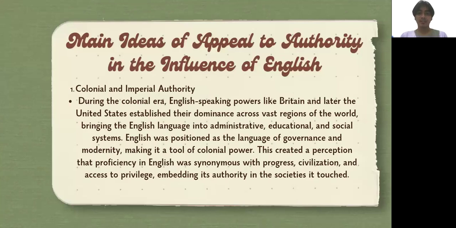Then, the main ideas of appeal to authority in the influence of English. The first is colonial and imperial authority. During the colonial era, English-speaking powers like Britain and later the United States established their dominance across vast regions of the world, bringing the English language into administrative, educational, and social systems. English was positioned as the language of governance and modernity, making it a tool of colonial power. This created a perception that proficiency in English was synonymous with progress, civilization, and access to privilege, embedding its authority in the societies it touched.